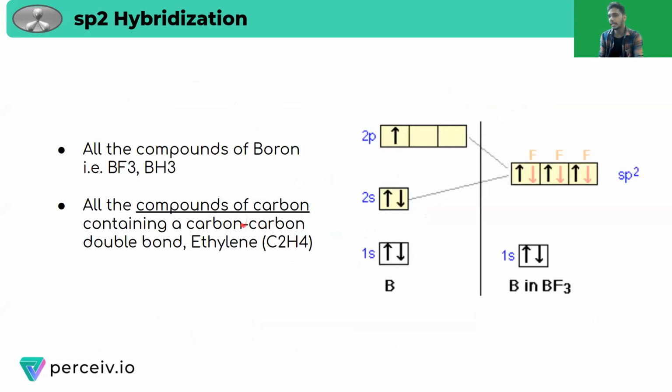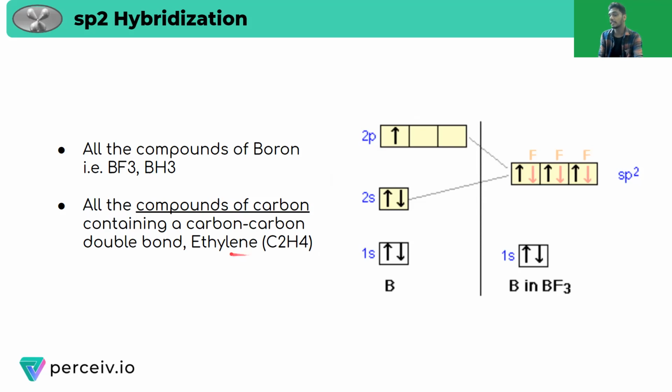What are the examples? Ethylene. BF3 and BH3 also show the same thing. Like in boron, the 1s has a filled electron pair and 2s is filled, but the p orbital is not filled. So the two electrons of 2s will jump to the p orbital. See here, they have the same energy, so they will contribute to sp2 hybridization.